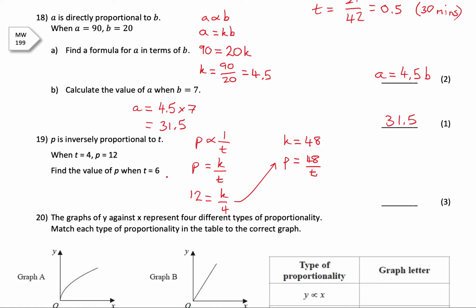Find the value of P when T is 6. So 48 over 6 is 8.